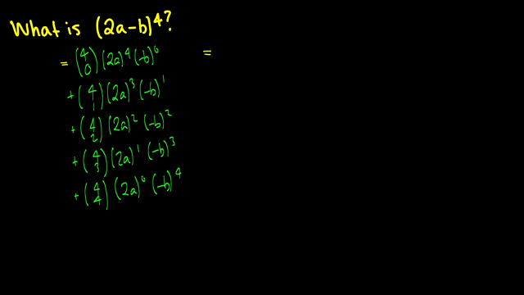However, I will simplify it a little bit. So 4 choose 0 is going to be 1. So we're going to have 1 times 2a to the 4, which is 16a to the 4, plus 4 choose 1, which is going to be 4 times 8a cubed, but we have negative b, so this is actually going to be subtracting 4 times 8a cubed.